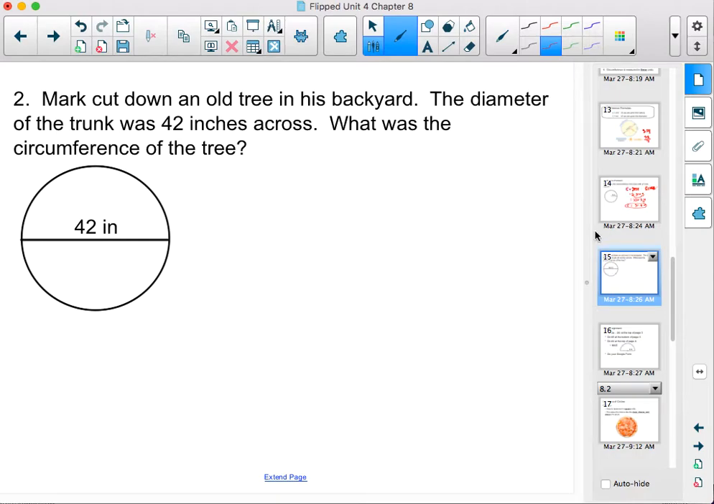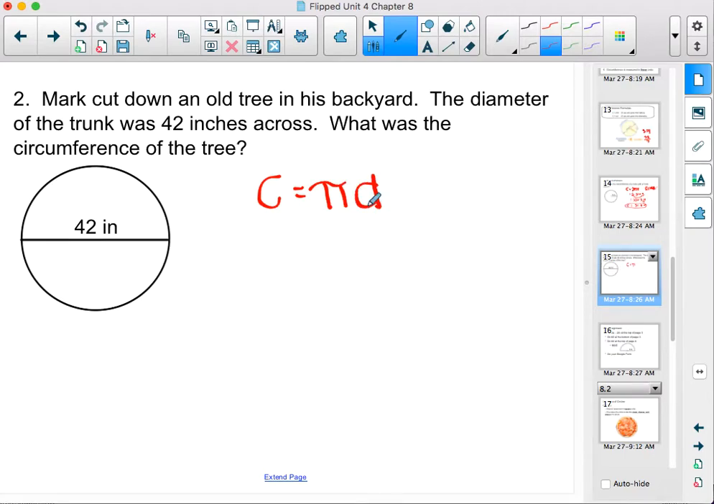Let's look at number 2. Mark cut down an old tree in his backyard. The diameter of the trunk was 42 inches across, so I drew a picture of a circle with a 42-inch diameter. It says, what was the circumference of the tree? So this time we're given the diameter, so I'm going to use the diameter formula, C equals pi d.